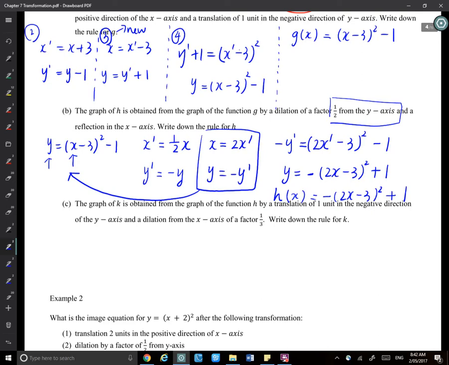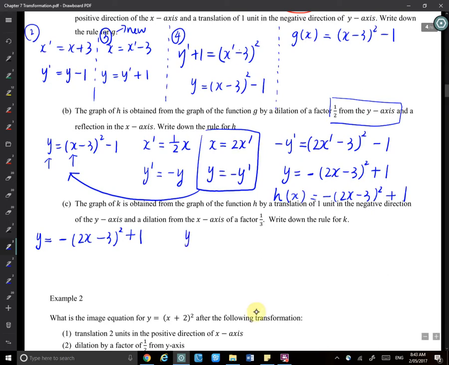k is obtained from the graph of h by a translation. I don't care about what the translation is first. h is your original function now, so your old y equals -2(x - 3)² + 1. That is your original function because h will give you k. What is the transformation? Translate 1 unit in the negative direction of the y-axis. Move down by 1 unit.